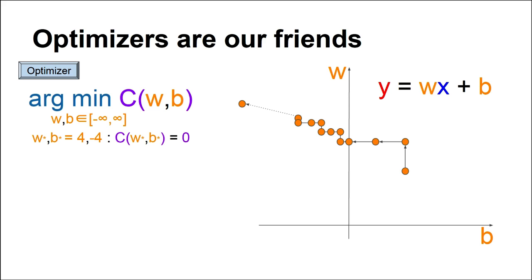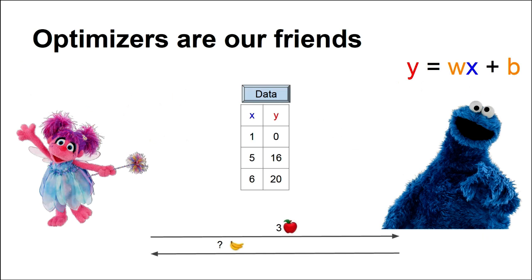And because this is a linear function, you always get there if your step size is small enough. So if we say that W is 4 and B is minus 4, you will get every sample correctly. So with this, we can actually have our model, which is 4 and minus 4. And you can predict that if Abby gives the Cookie Monster 3 apples, she will get 8 bananas back.